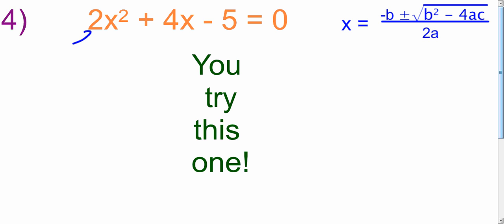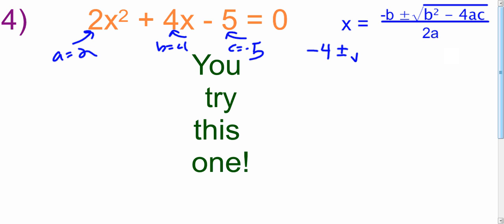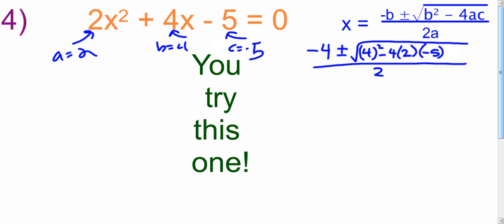Our A is 2, our B is 4, and our C is negative 5. So when I set this up, I will have the opposite of B. The opposite of 4 would be negative 4, plus or minus the square root of B squared, which would be 4 squared, minus 4 times A, which is 2, times C, which is negative 5, all over 2A, which is 2.